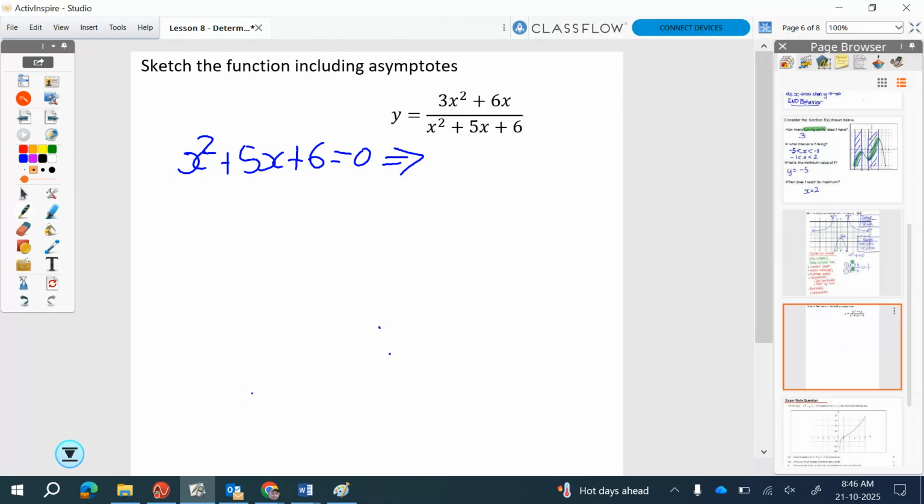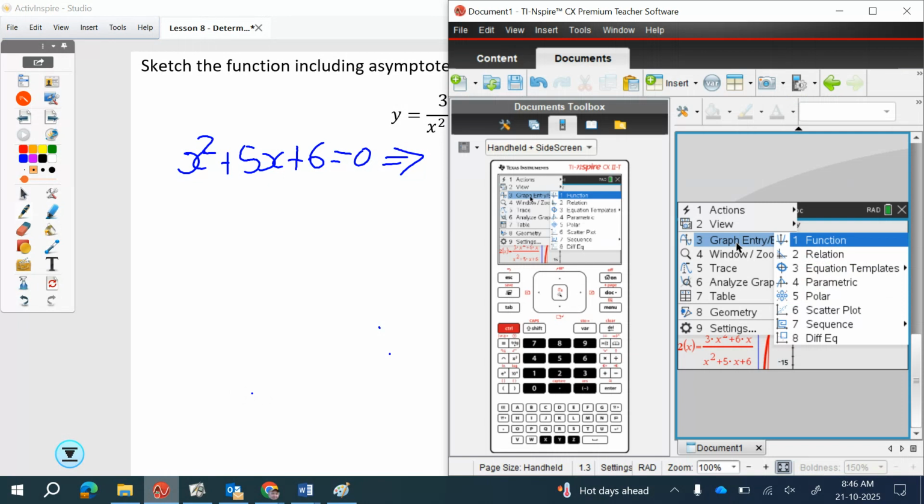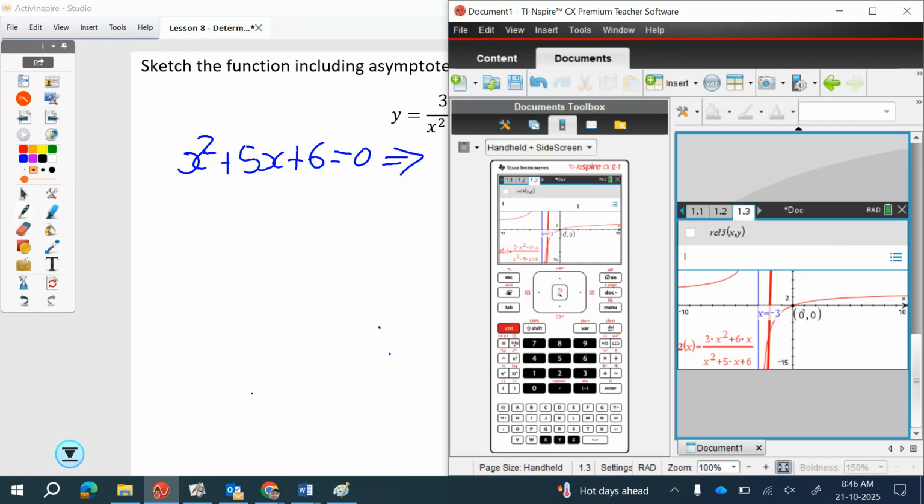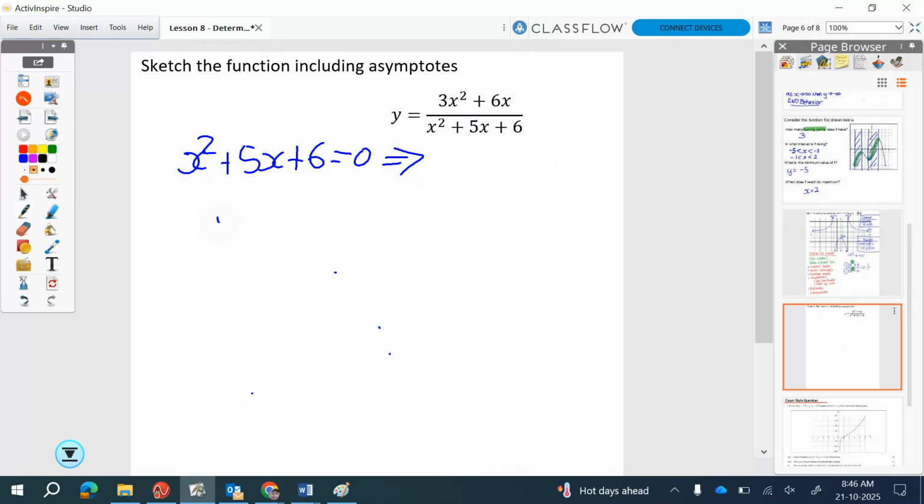So let's have a go at sketching this. We've got our vertical asymptote. We need to find our horizontal asymptote. We should be able to see that y is equal to 3 over 1 is the horizontal asymptote. Our vertical asymptote is x equals minus 3.